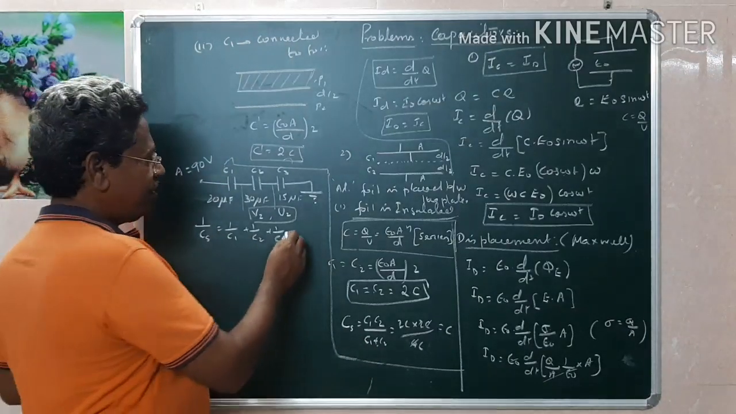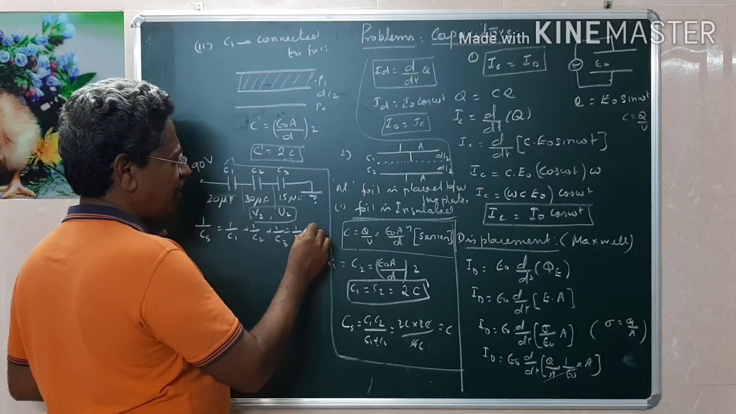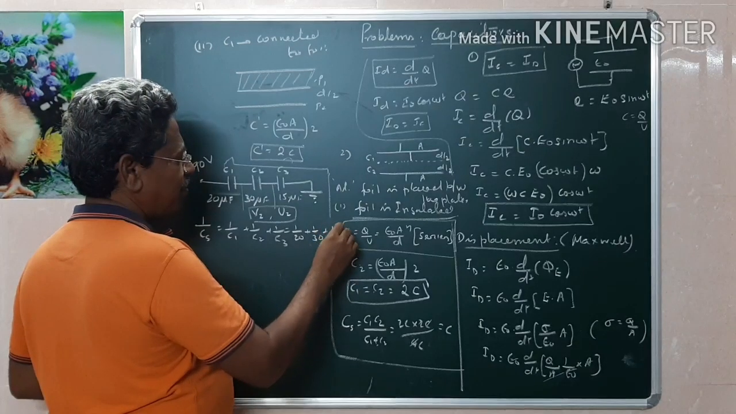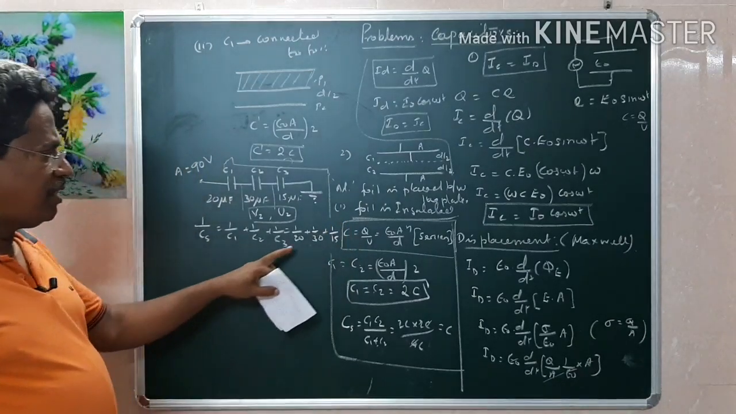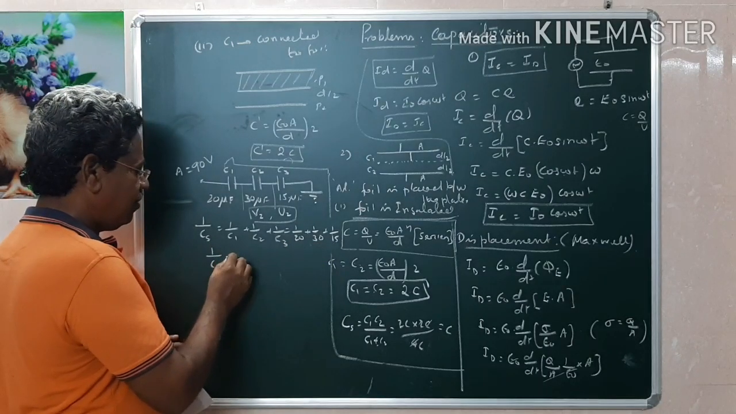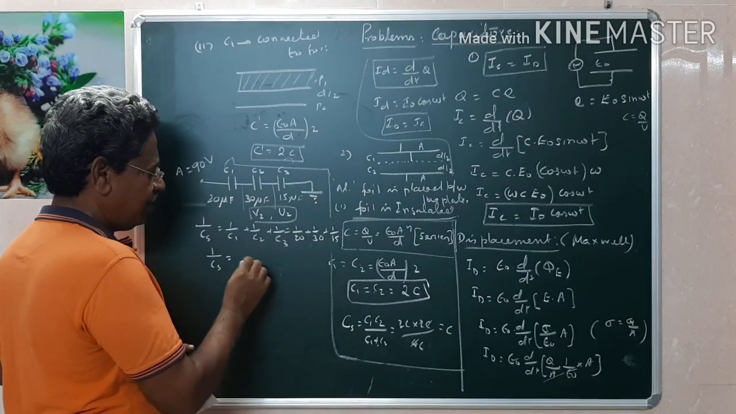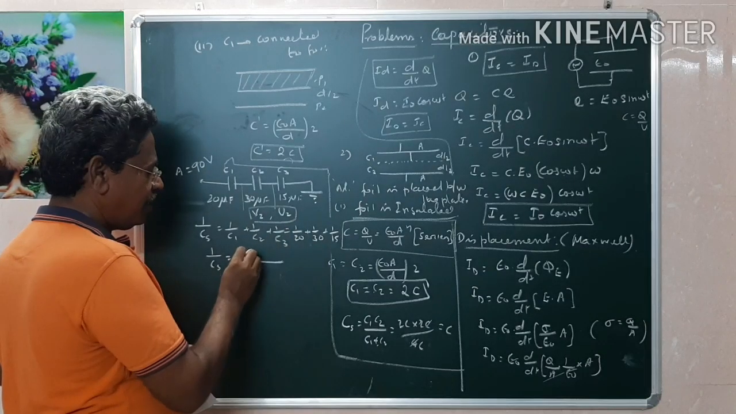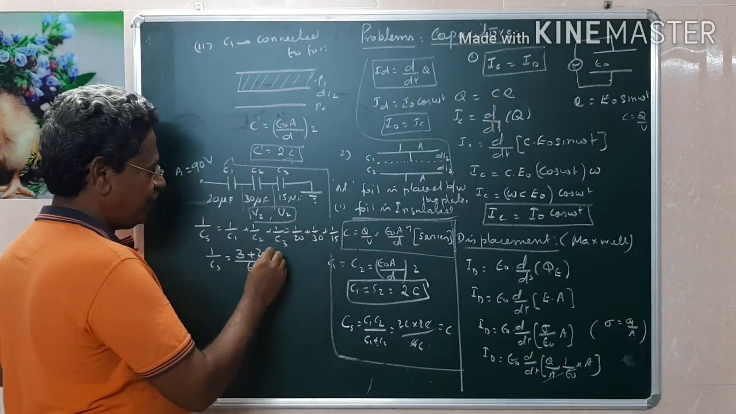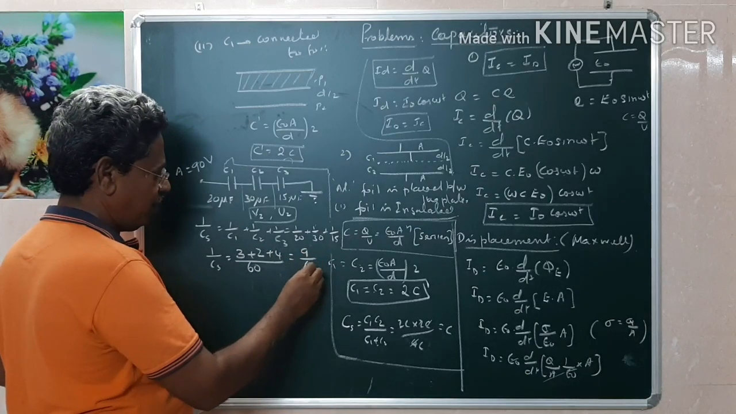Now in this case, all in microfarad, let it be as it is: 1 by Cs equals 1 by 20 plus 1 by 30 plus 1 by 15. The LCM of 20, 30, 15 is 60. Therefore 1 by Cs equals, 60 is the LCM: 3 twenties are 60, 2 thirties are 60, 4 fifteens are 60. Therefore 3 plus 2 plus 4, 9 by 60, is 1 by Cs.